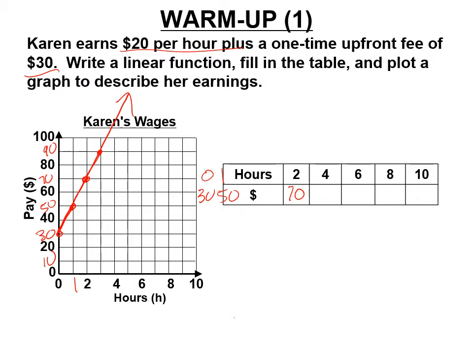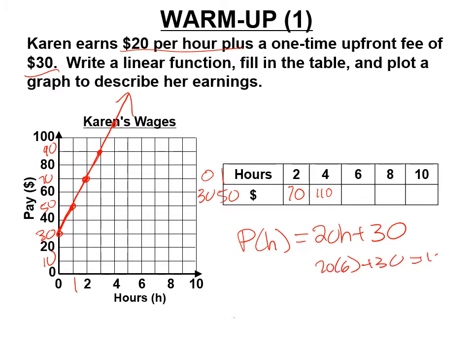3 goes with 90. I almost made a terrible mistake. 3 goes with 90. And so 4 goes with, oh, it's off the graph, right? 110. So to fill in the table, what we really need is a linear function. We need pay as a function of hours. P of h equals 20h plus 30. Right? So 6 will be 20 times 6 plus 30, which is 150.